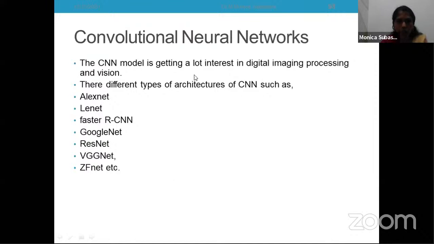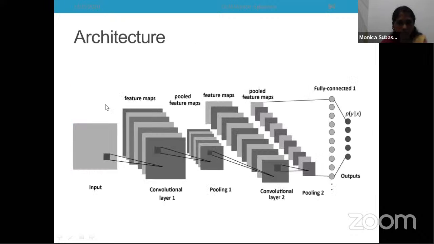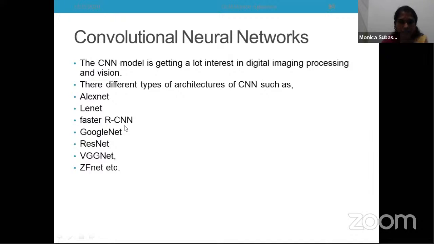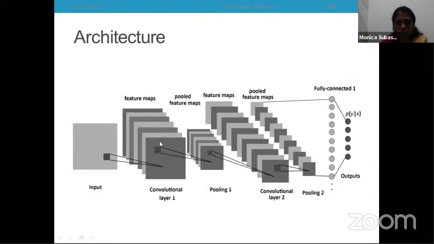If you concentrate on CNN, there are different types of architecture: AlexNet, LeNet, Faster RCNN, GoogleNet, ResNet, VGGNet, ZFNet. So we do have a convolution layer, pooling layer, and lastly we do have a fully connected layer where the outputs would be declared.